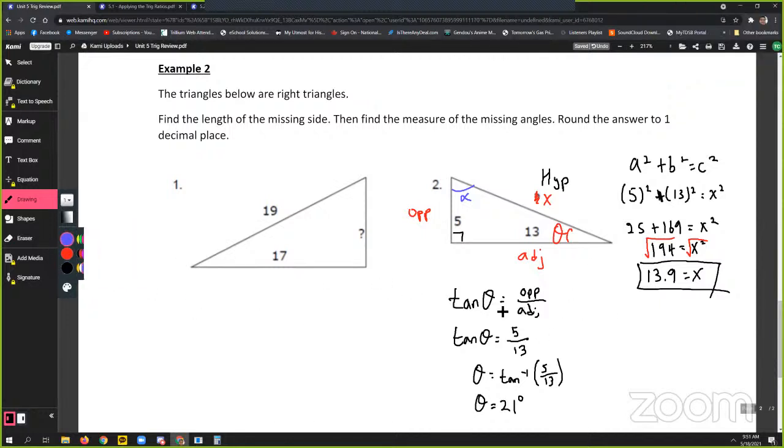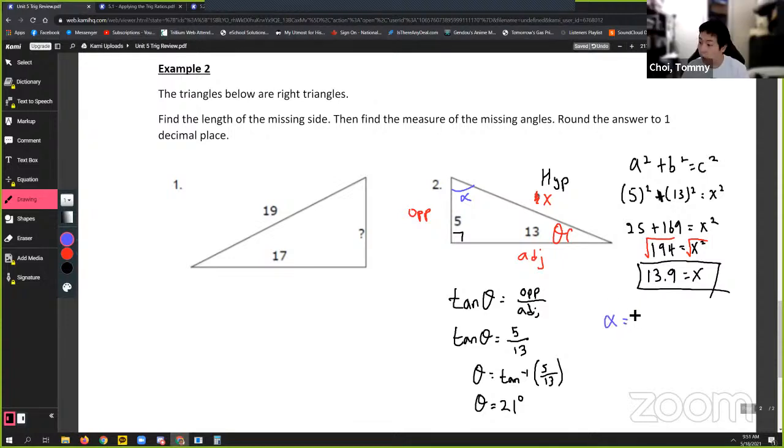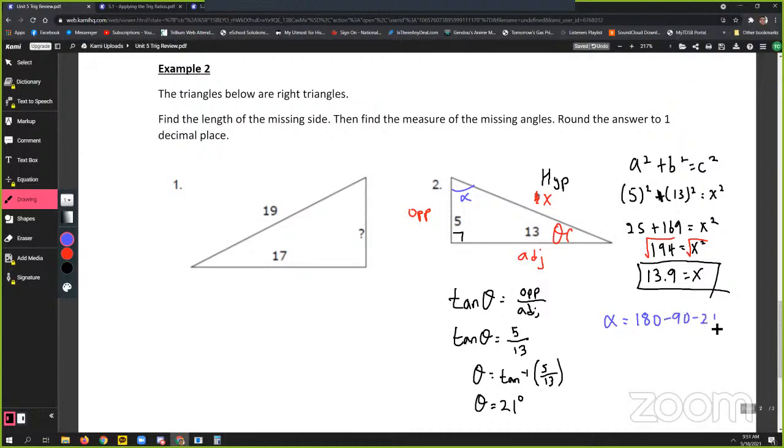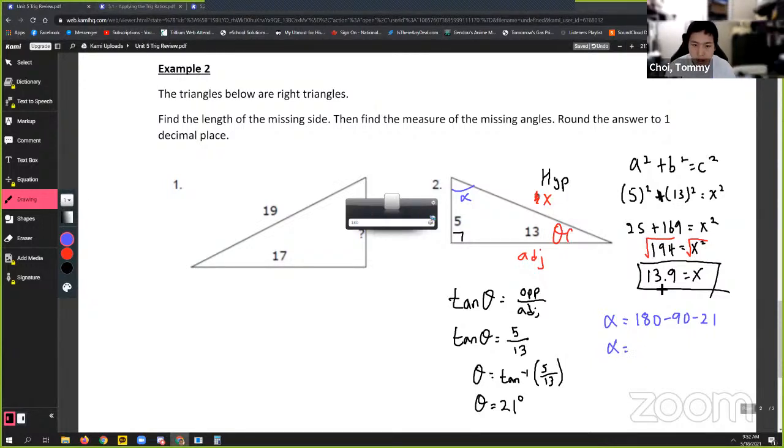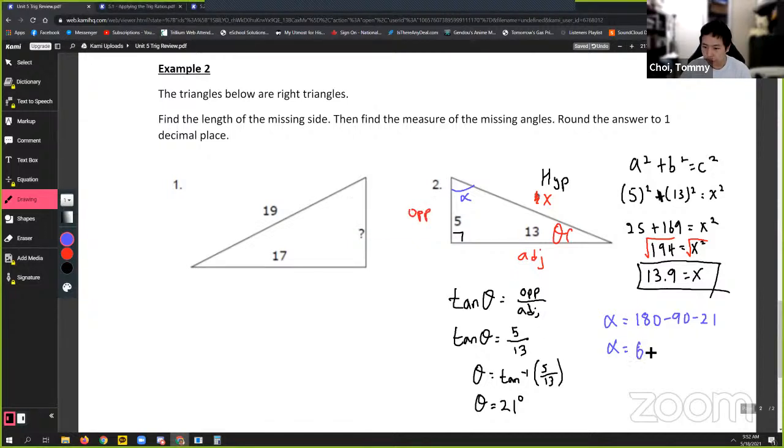Is it the 90 degrees minus 21? Yeah, well, not minus 21, but you're close. I do know what you're trying to say. Oh, 180 minus 90 minus 20. Yeah, so the three angles in a triangle add to 180. So if we subtract the other two, we should get our final angle. So you don't actually have to do trig for the last one. You can just quickly do this math. So 180 minus 90 minus 21 is 69 degrees.